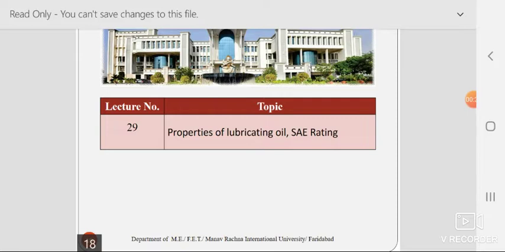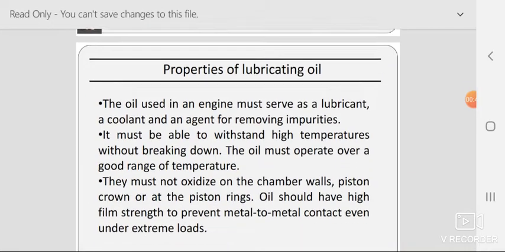This class I am starting with properties of lubricating oil and SI rating. This is basically the fourth ICGT lecture. So listen carefully to whatever I am telling, and try to understand from the PPT.